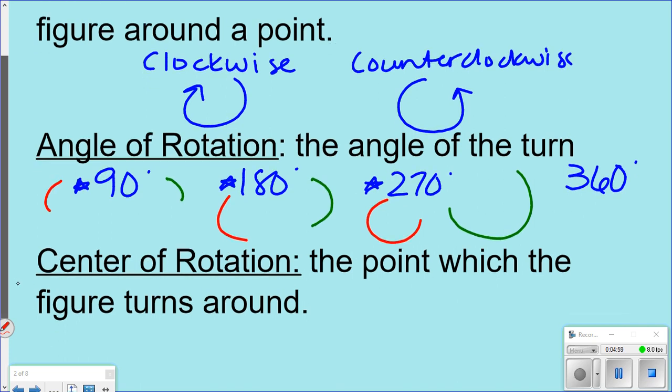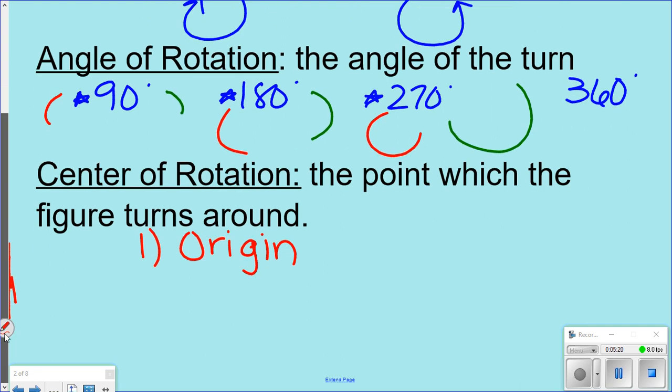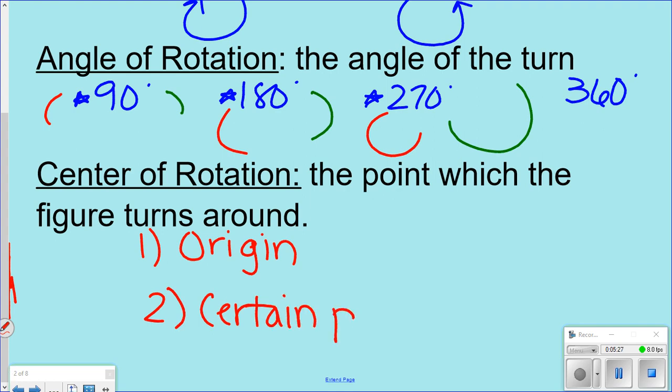Then the last thing, center of rotation, this is where the point turns around. Now they're going to ask you to rotate that thing two different ways today. They're going to say, rotate this figure or this triangle around the origin. And they also might say, rotate it around a certain point. For example, I'll show you an example so you can see.